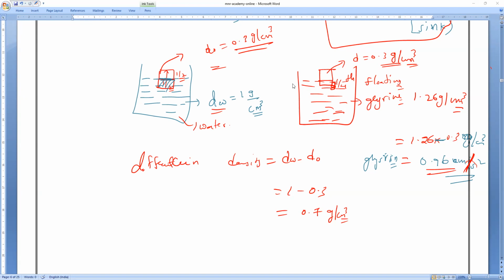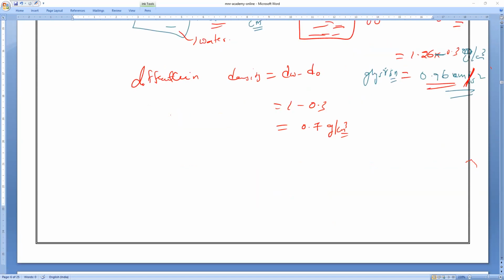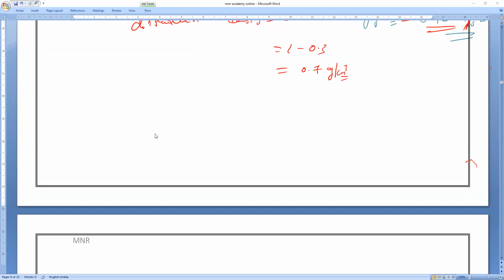So now, this is the main important point which you have to remember. Now, let us study 3 different cases. Now, the principle of flotation. What is this principle of flotation? Let us discuss now. Make sure you all understand it very clearly, and then only you can proceed. Okay, let's start now.